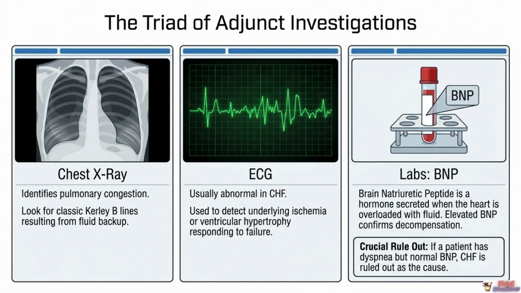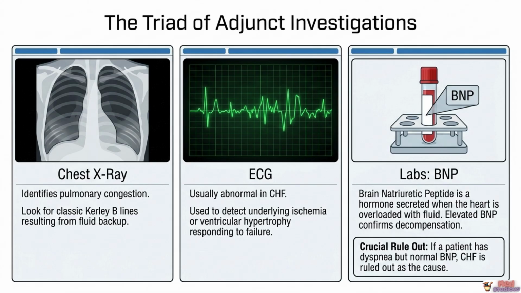Alongside echocardiography, 3 adjunct investigations form an essential diagnostic triad in the workup of heart failure: the chest X-ray, the ECG, and the serum BNP level. Each provides distinct and complementary information. The chest X-ray is the first-line imaging modality for assessing the degree of pulmonary congestion. Key findings in heart failure include cardiomegaly, a cardiothoracic ratio exceeding 50%, upper-lobe blood diversion reflecting pulmonary venous hypertension, and Kerley B lines, short horizontal lines at the lung bases representing thickened interlobular septa filled with edema fluid.